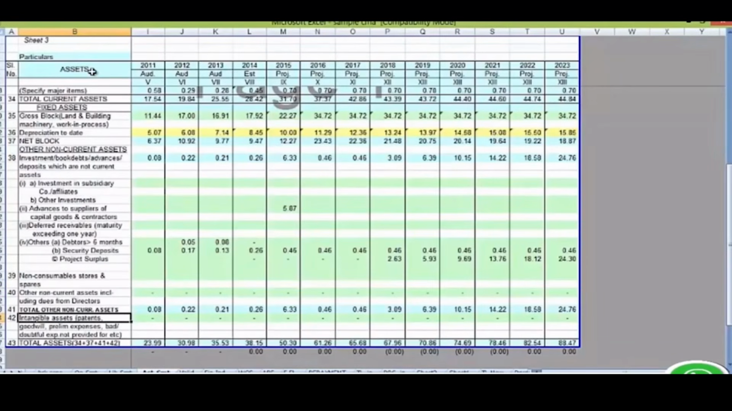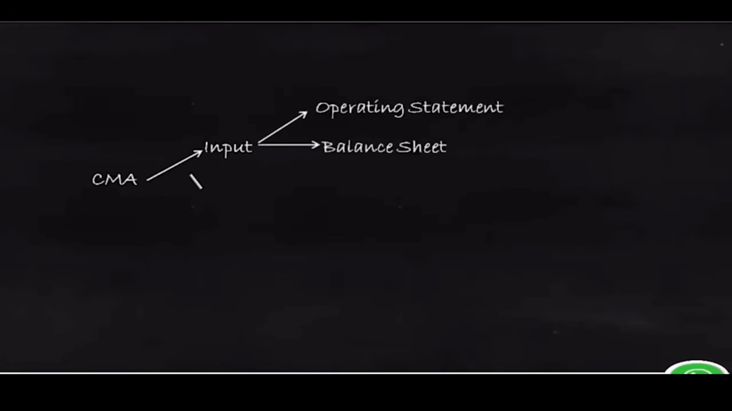So I have shown you how a typical CMA will look. Out of these various sheets, only these 3 sheets are input sheets. If we feed data into these 3 sheets, there will be outputs in many other sheets. Let us focus. By now you would have understood that in CMA, inputs have to be given from two statements. One is the operating statement and the other one is the balance sheet. Balance sheet means basically the asset statement and liability statement. But if this input is given, then that CMA would give various outputs.